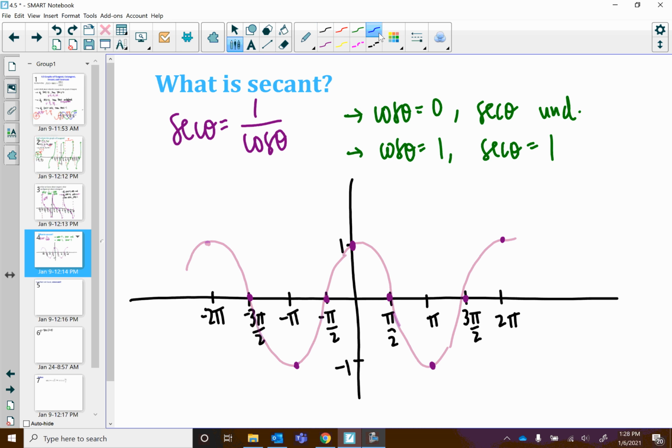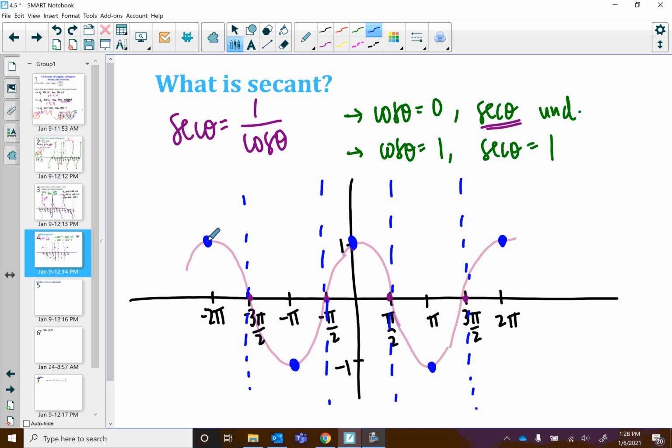So let's look at a couple things. Secant will be undefined. We'll have asymptotes where cosine is equal to 0. So secant's going to have an asymptote here. It will have an asymptote there, at negative pi over 2, positive pi over 2. And I notice that where cosine is 1, secant will be 1. So we'll have these same points, and it will also have the negative points as well.